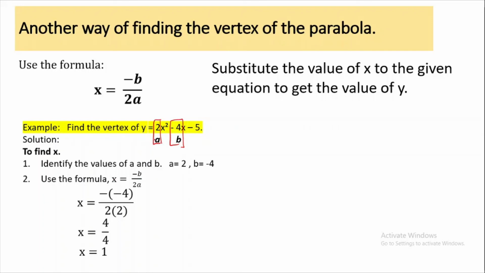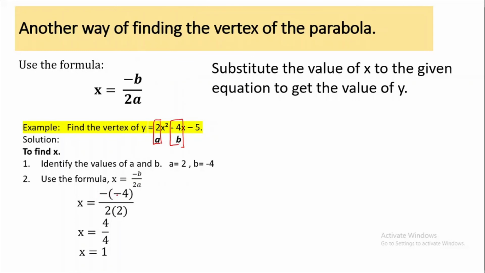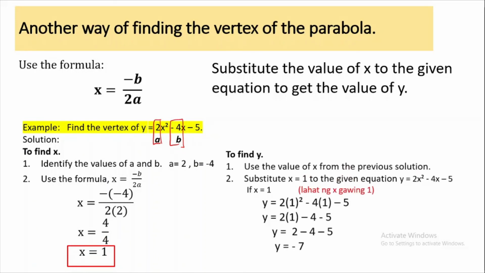So, substitute B, okay, so we'll have negative times negative 4 over 2 times 2. So we'll have negative times negative is positive over 2 times 2 is 4, and that is equal to 1. Okay, once you have the value of x, proceed to finding the value of y. So we need to just substitute, okay, yung x is equal to 1 to the given quadratic equation. Y is equal to 2x squared minus 4x minus 5.